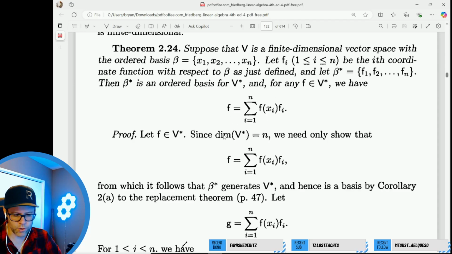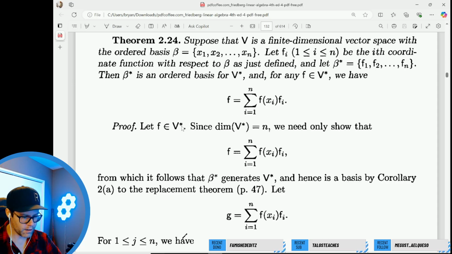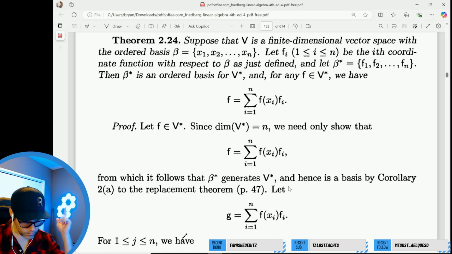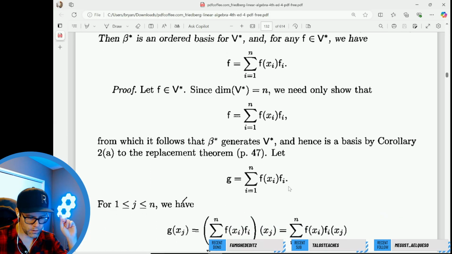That's not too tricky. So let f be in V star. Since the dimension of V star is n, we need only to show that f can be expressed as a linear combination, from which it follows that beta star generates V star. Yes. And once we have generates and dimension n, we know it's a basis. Yes. So that's true.